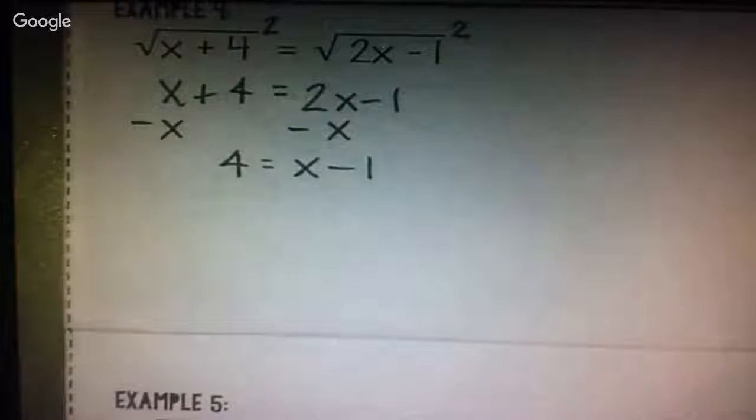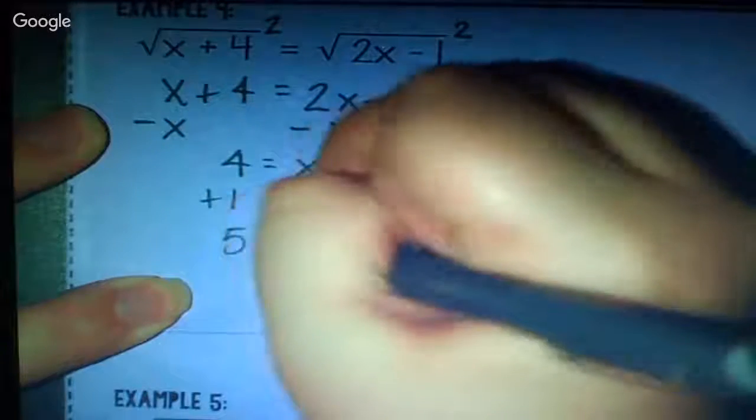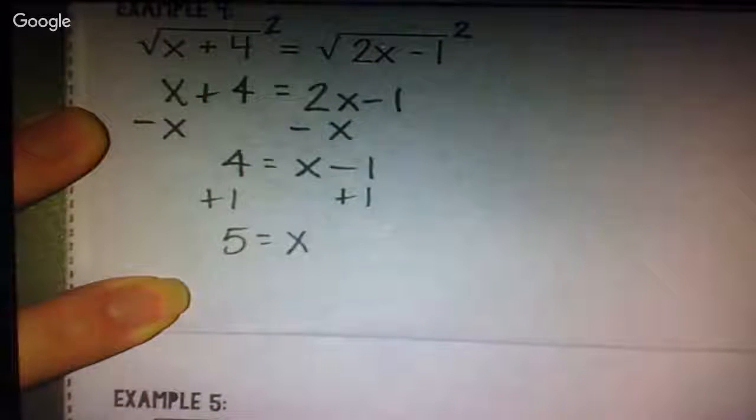Personally, I would have done that because it kept my x positive. That's just the way my brain works. Most people want their x's on the left. I go for whichever side keeps my x value positive. So now the x is on the right, so go ahead and move that 1, and you said to add. So x equals 5.